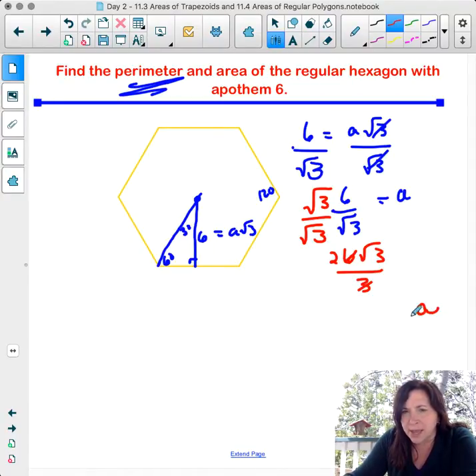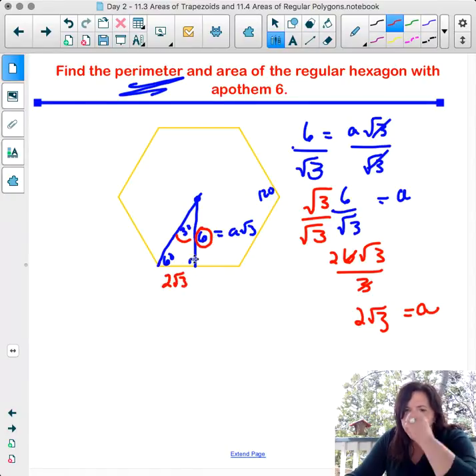So my a value, not to be confused with my apothem, which is across from my 30-degree angle, is 2 root 3. So across from the 30, because we know the apothem is 6, is 2 root 3. We don't need to know what's across from the 90, although if somebody were to ask you the value of the radius, you would say that times 2, which is 4 root 3.